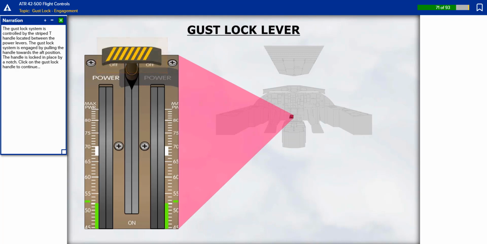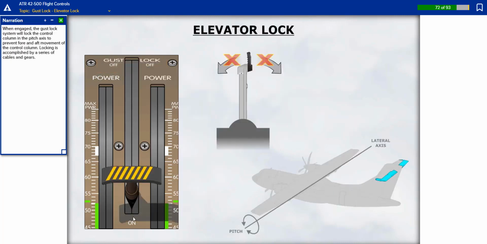The gust lock system is controlled by the striped T-handle located between the power levers. The gust lock system is engaged by pulling the handle towards the aft position. The handle is locked in place by a notch. Click on the gust lock handle to continue.